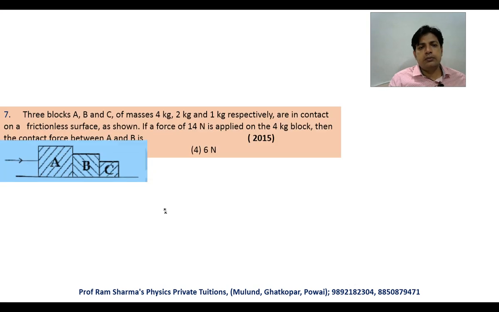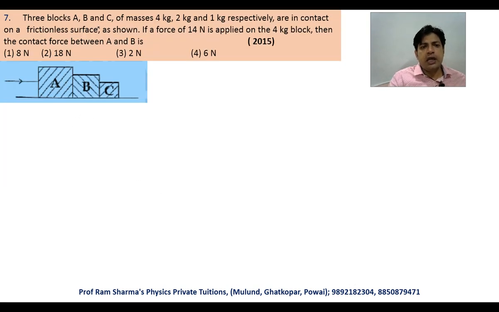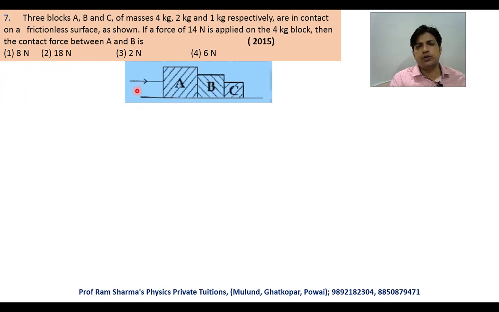The next question: three blocks A, B and C of masses 4 kg, 2 kg and 1 kg respectively are in contact on a frictionless surface as shown. If a force of 14 newton is applied on the 4 kg block, then find the contact force between A and B. So this force is 14 newton. This 14 newton is nothing but a sort of push, and it's going to push all the three blocks together, right? So something like this may happen if you apply a force of 14 newton.